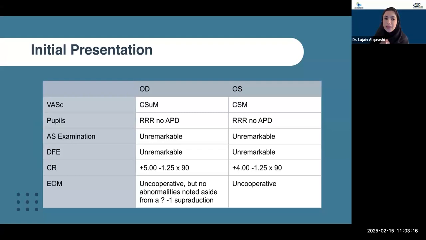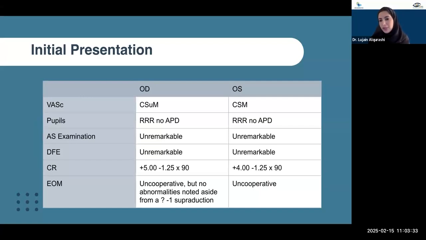So on her initial presentation in 2019, the vision was central, steady, unmaintained in the right eye, central, steady, maintained in the left eye. The pupils were fine. The anterior segment and fundus examination were unremarkable, and she had hyperopic astigmatism in both eyes.